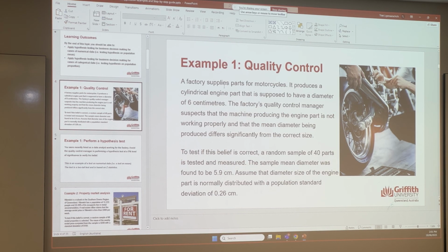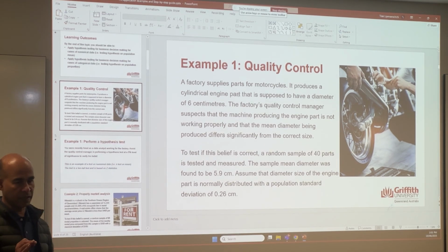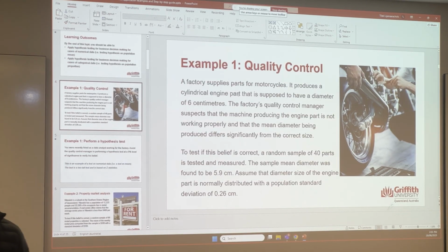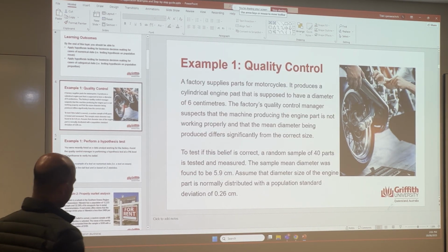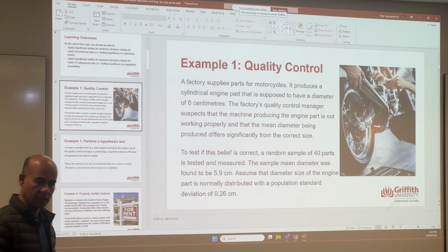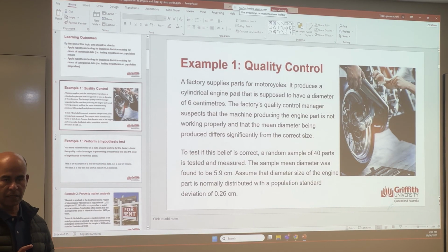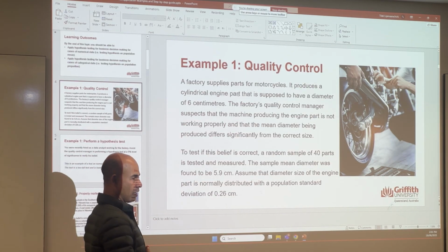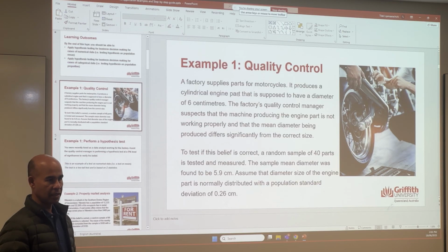So the factory supplies parts for motorcycles. They produce an engine part, and the diameter has to be 6 centimeters. Now the quality control manager believes there is a fault. Okay, what do you mean by faulty? It's an error. What do you mean when you say error? What about what numbers?